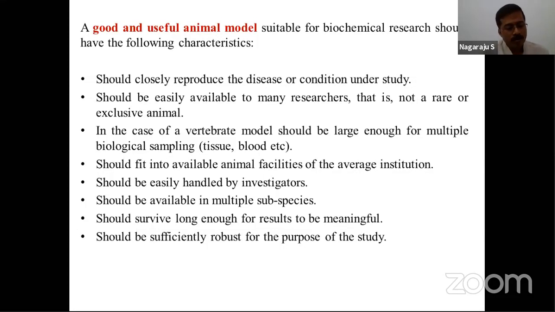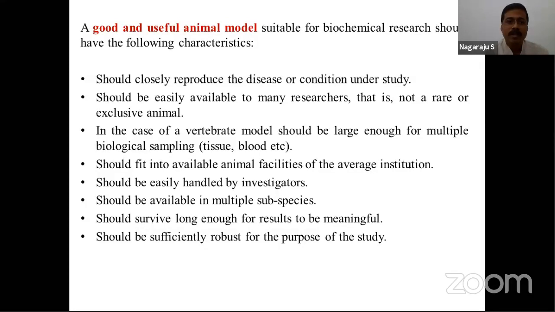We know mice is one of the animal models which has been used extensively for research, because we can find so many subspecies to be observed, and similar kinds of experimental designs can be done with these subspecies. They should survive long enough for results to be meaningful. Yes, this is very important.